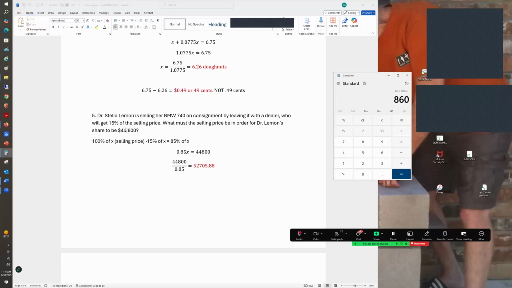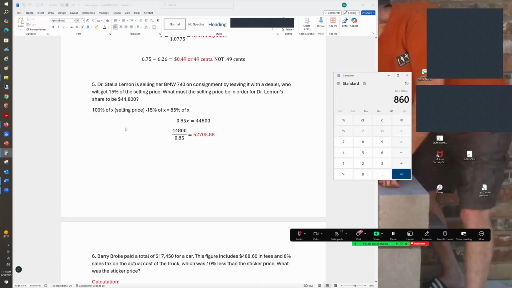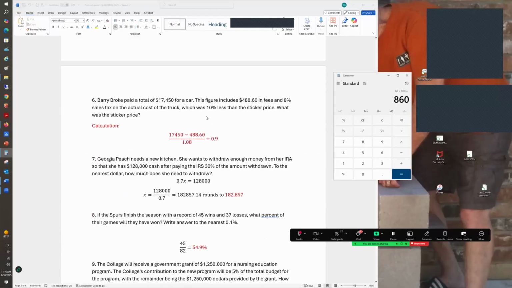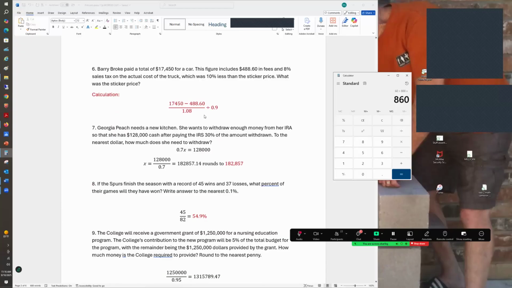Okay, so why didn't I round it up to the nearest dollar? It didn't say. If it's money in my class, if it's money and you aren't told to round it off to the nearest something else, the nearest dollar, nearest $100, then you always round it to the nearest penny. If I ask you to round it to the nearest dollar, but you round it to the nearest penny, you get no credit for it. Must pay attention.